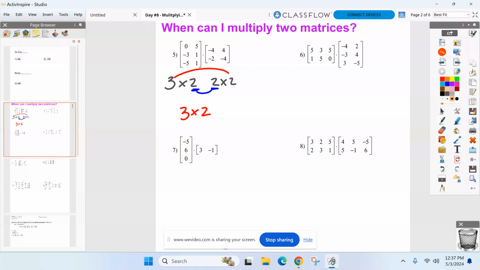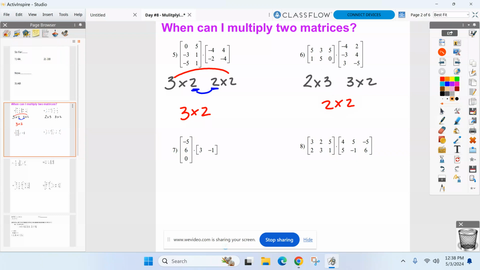How big is this one here? That's a 2 by 3. And what about here? That's a 3 by 2. Would we be able to multiply them? Yes. And my answer is going to be how big? A 2 by 2. We'll get a 2 by 2 matrix from multiplying those.